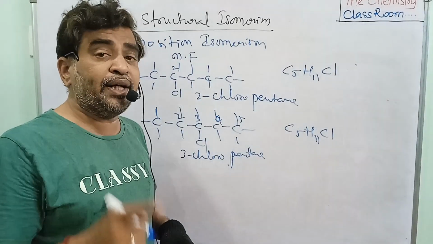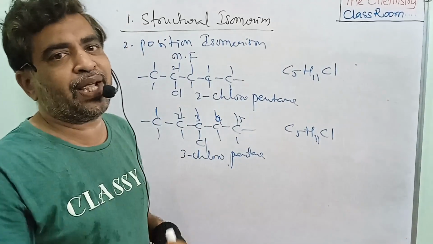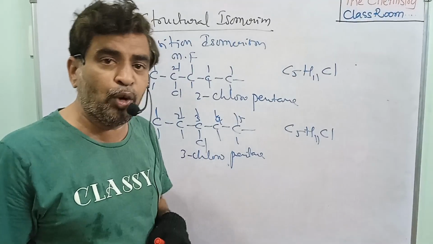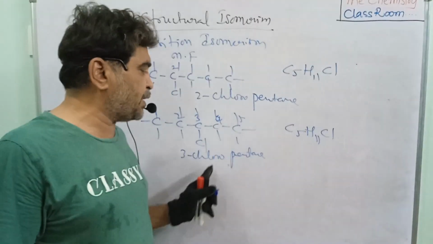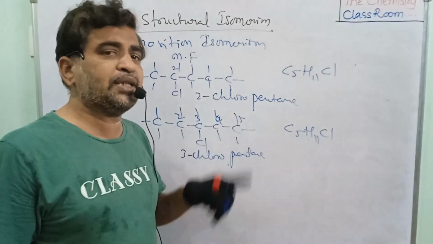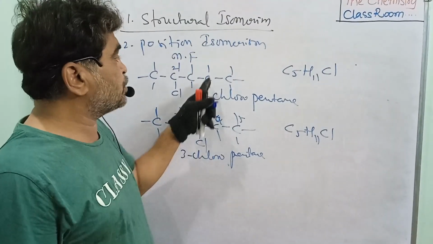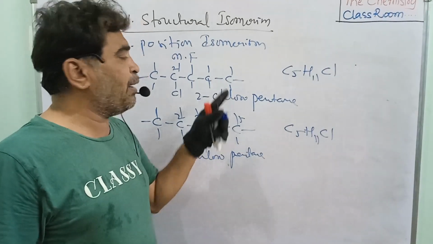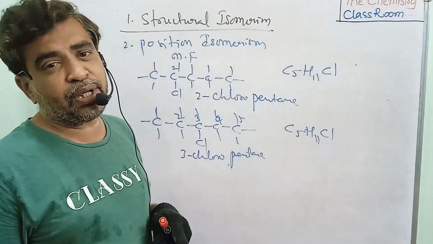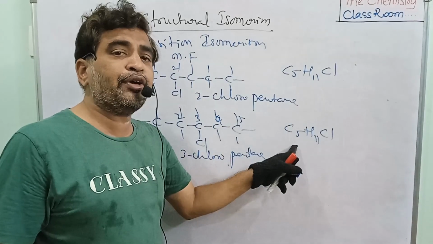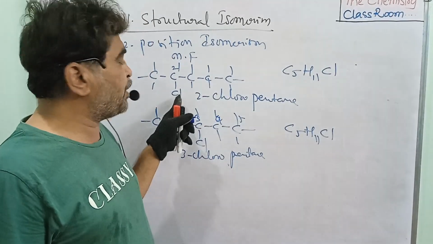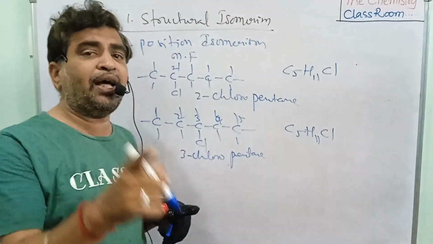What do they differ in? They differ in the position of the chain. The position of the group, or the position of the chain, is different. Here the second position has the chlorine and here the third position has the chlorine. So automatically they belong to position isomerism. They have the same molecular formula, but what do they differ in? They differ in the position of the chain.